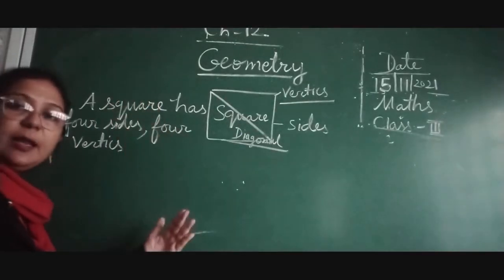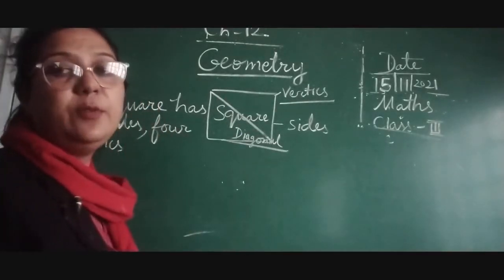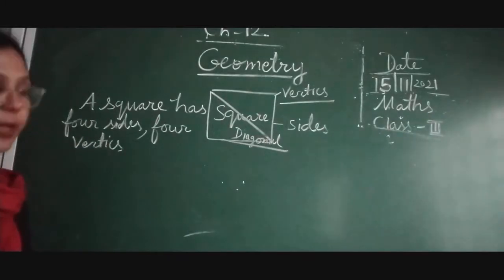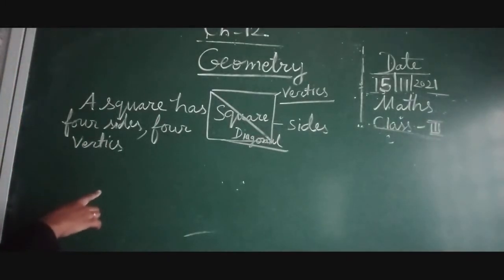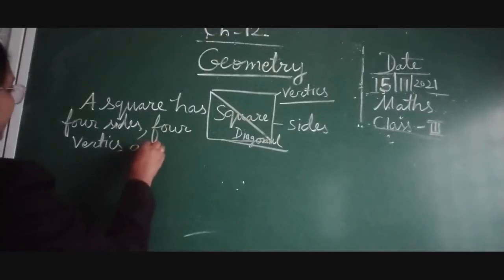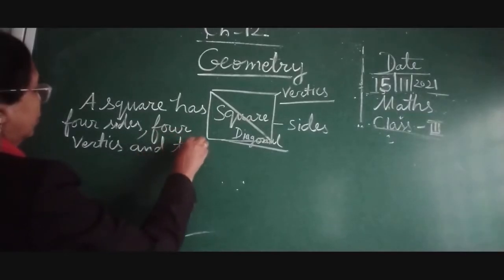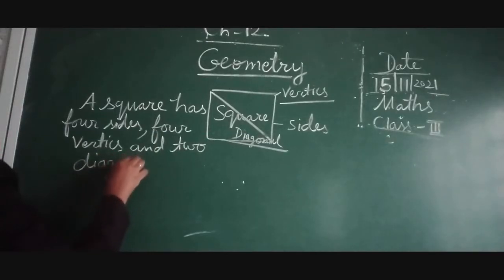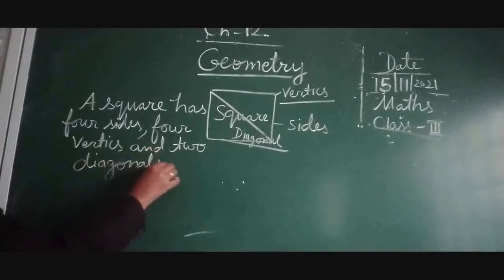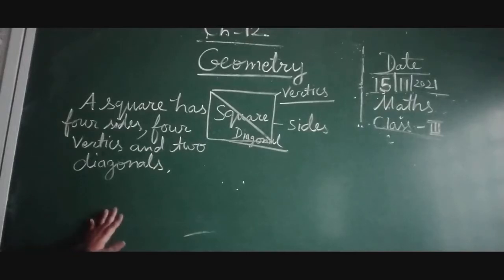अगर कोई टेढ़ी लाइन हम स्क्वायर में खींचते हैं तो it will become diagonal. So here children, four vertex and two diagonals. This is the description of this square shape.